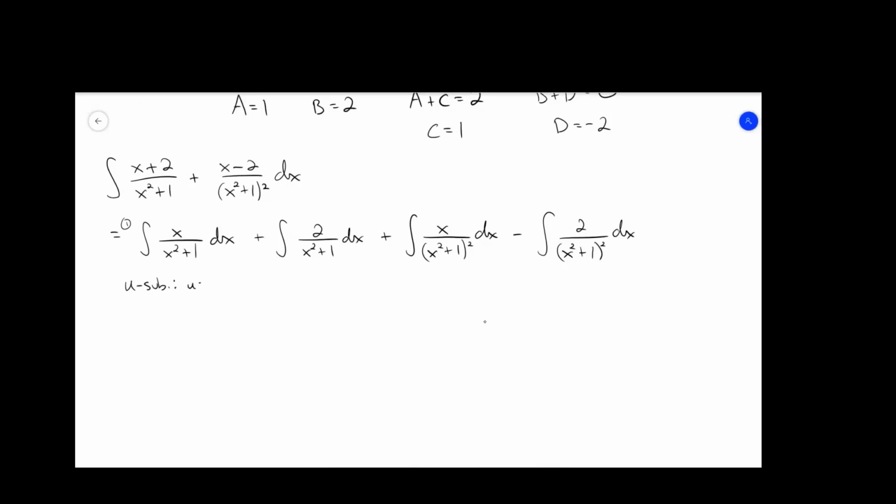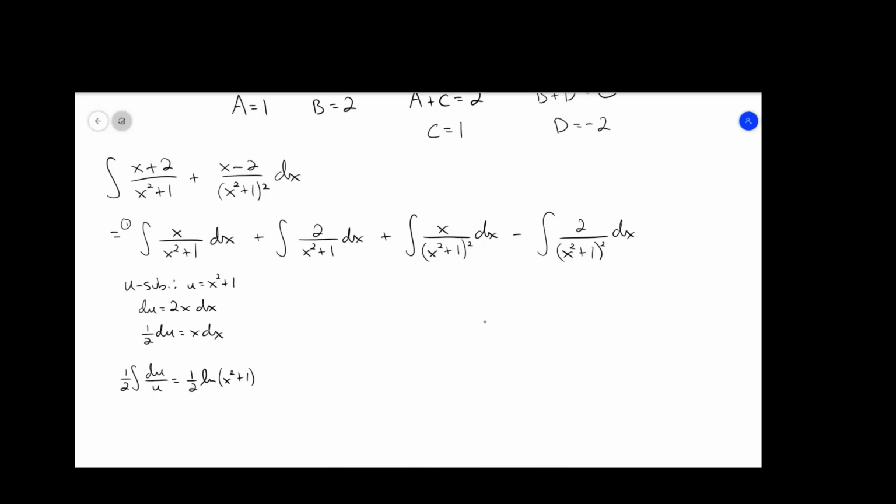U equals x squared plus 1, du is 2x dx. We don't have a 2 there, we just have an x dx, so we'll divide both sides by 2. We'll get 1/2 du is x dx. And then the integral becomes 1/2 integral du over u, which, as we know, becomes 1/2 ln, and then in this case x squared plus 1. We don't need the absolute value again because it's positive inside the parentheses.